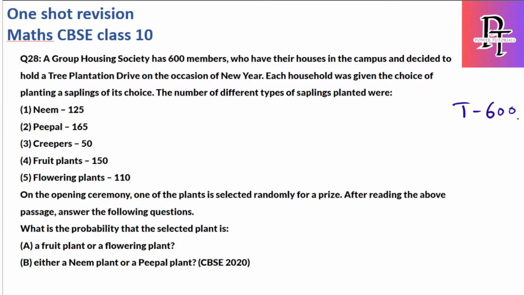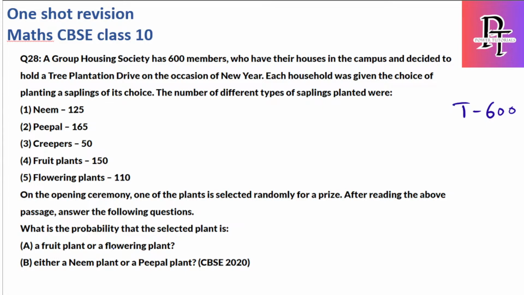The number of different saplings planted were neem 125, peepal 165, creepers 50, fruit plants 150, flowering plants 110. So they have done total 5 types here. So in the cards question you might have seen there are 4 types, but here there are 5 types. Okay. On the opening ceremony, one of the plants is selected randomly from the prize. After reading the above passage, answer the following questions. Okay, so it's an easy question only. So what they are asking, they are picking one plant randomly, but they are asking what is the type of plant. We'll see.